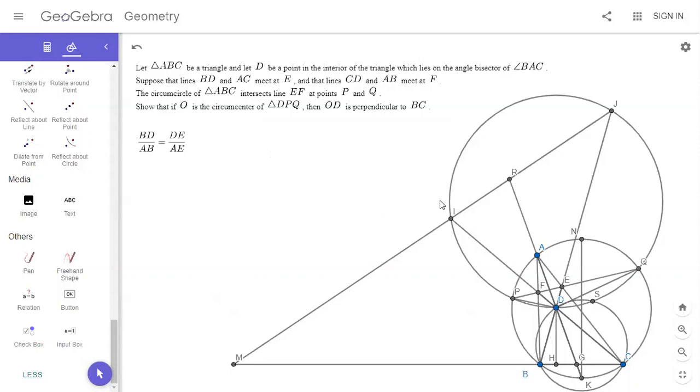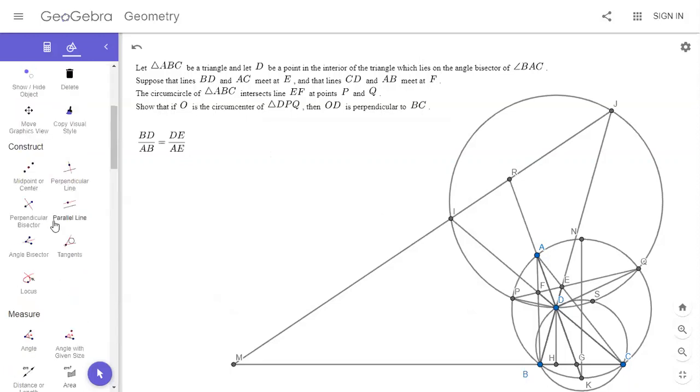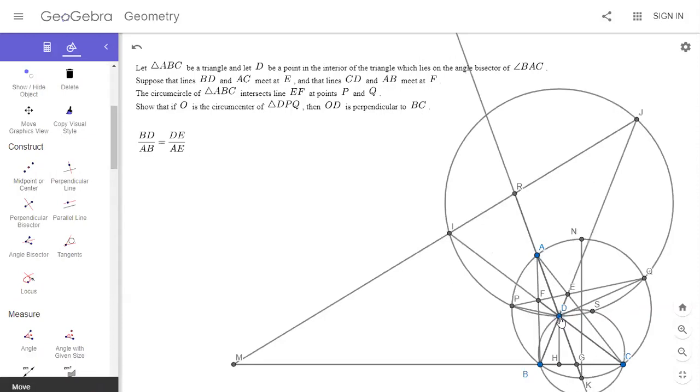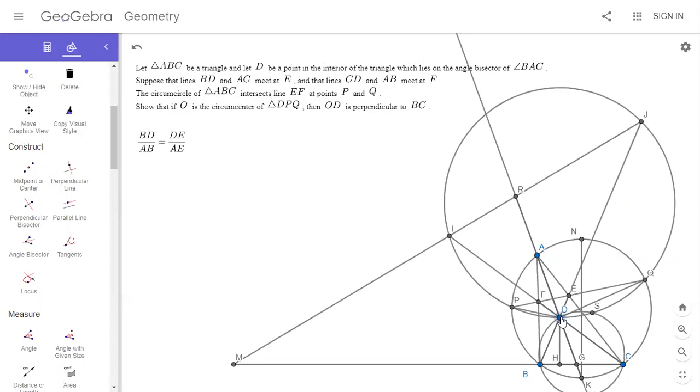Is it possible that AR is the angle bisector of JAI? That would be interesting. Let's see. Yes, that looks like it is true. Let me just move the figure around to confirm, but I feel pretty confident. Yeah, that is the case.